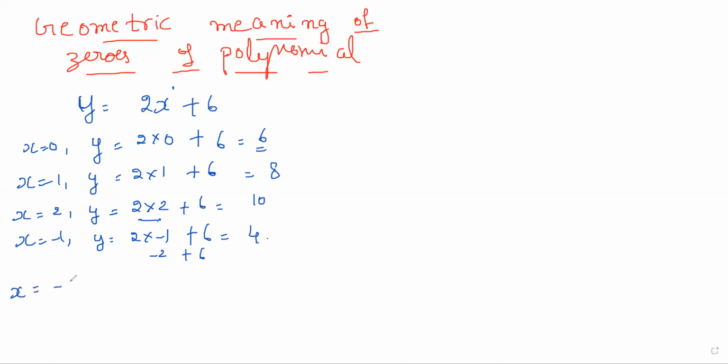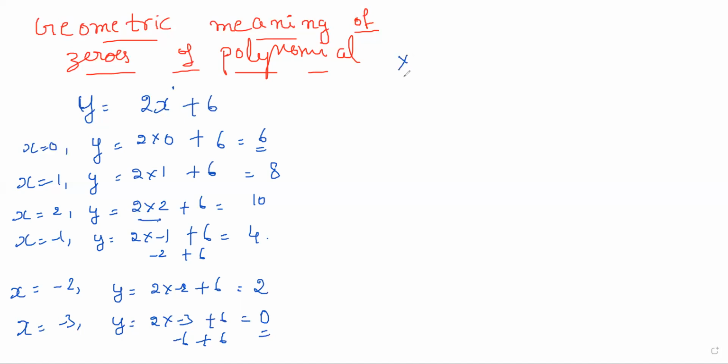Then x is equal to minus 2, then 2 into minus 2 plus 6, 2 twos are 4, minus 4 plus 6 is 2. Then x is equal to minus 3, then y is equal to 2 into minus 3 plus 6, that is minus 6 plus 6, it becomes 0. So I will write the values of x and y.